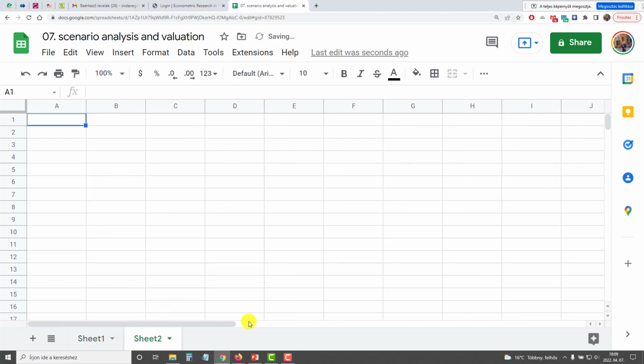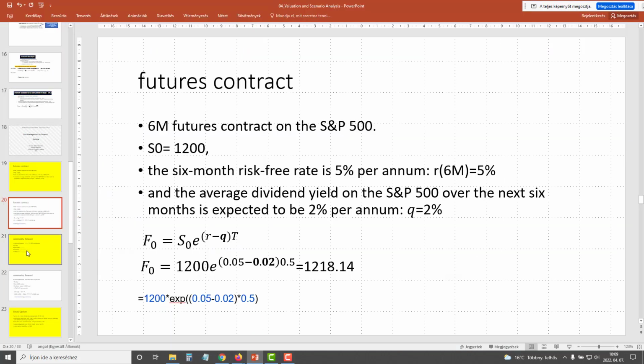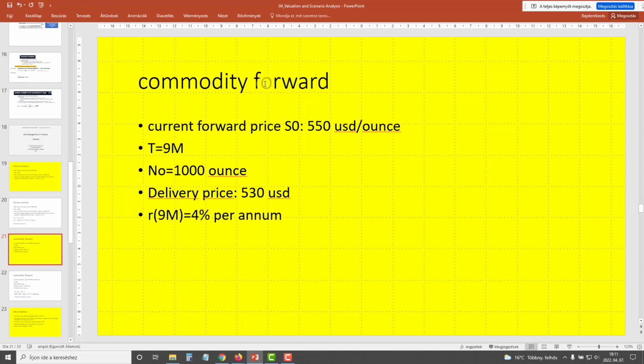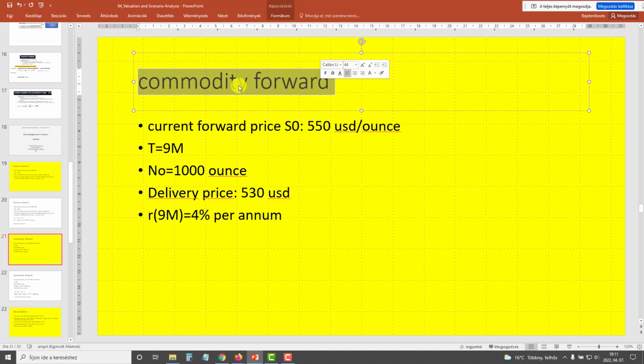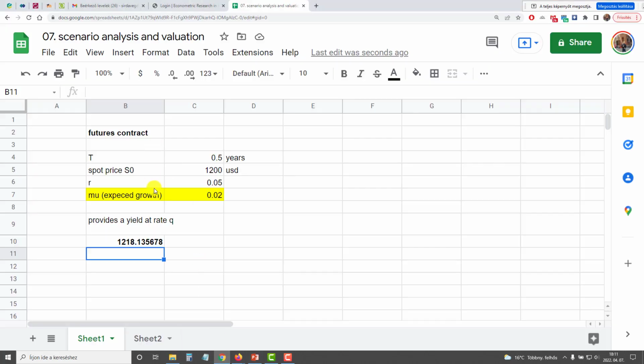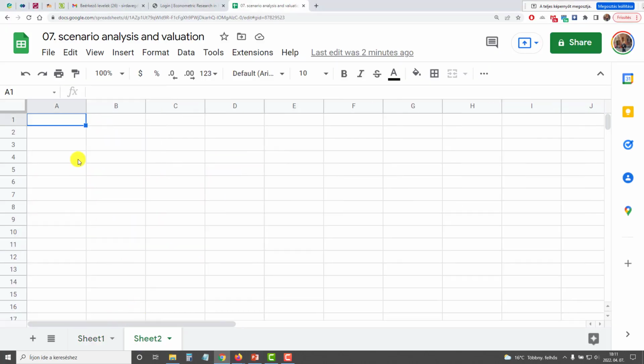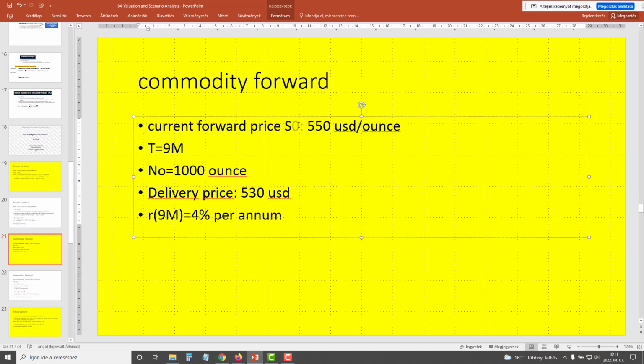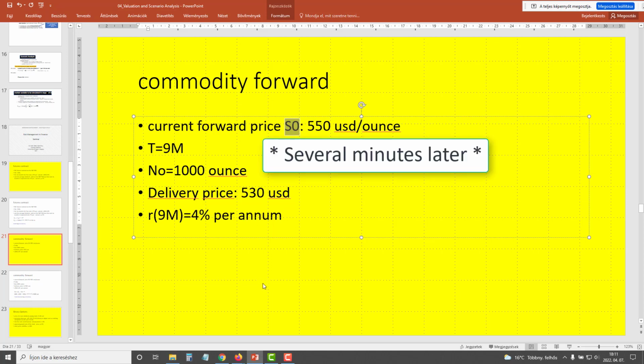Okay, so next sheet and next job for us, commodity forward. It's funny because the book moves back and forth between forward and futures contracts. Practically for us, pricing is the same, so it doesn't matter which one. It could be a commodity futures contract as well, but okay, let's have it in sheet 2. So we have the current forward price as F0.